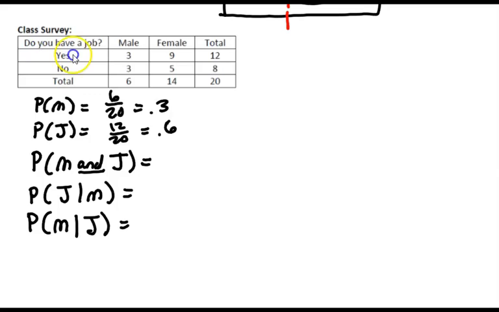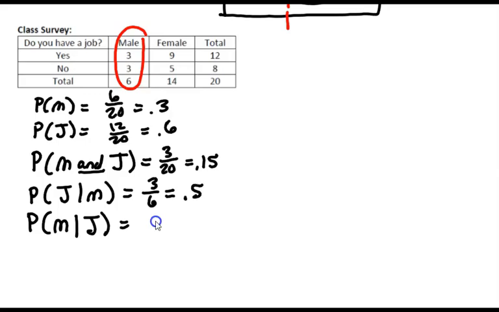What's the probability that you're male and have a job? Well, there's only 3 males that have a job, so that would be 3 out of 20, or 0.15. So 15% of the class are males and have jobs. Now the last one is the given. So remember, what's the probability of the job given that you're male? We look at the given part, and that restricts us to only the males. So we're only looking at the males. So there's a 3 out of 6 chance that you have a job given that you're male. So 50% of the males in the class have jobs.